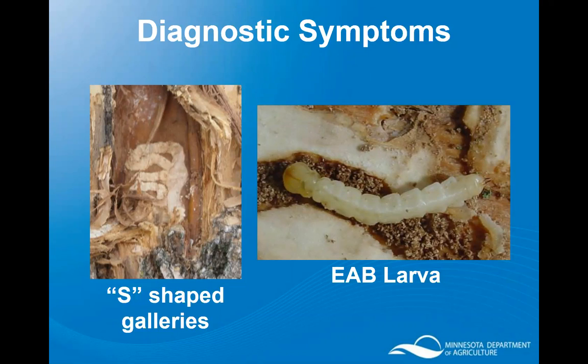I generally caution people away from looking for exit holes. Personally, I think they tend to be hard to find and sometimes can be a little bit amorphous in their shape. Can be confused with other things. So I really prefer just to dive right down under the bark of the tree and look for tunneling and/or life stages.